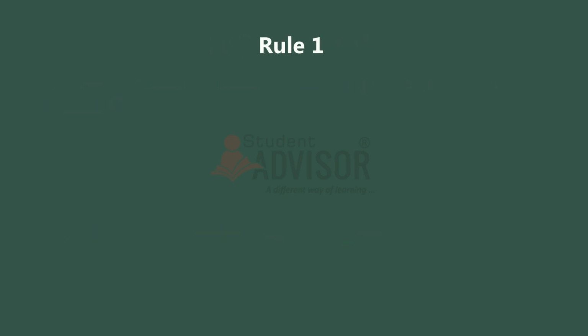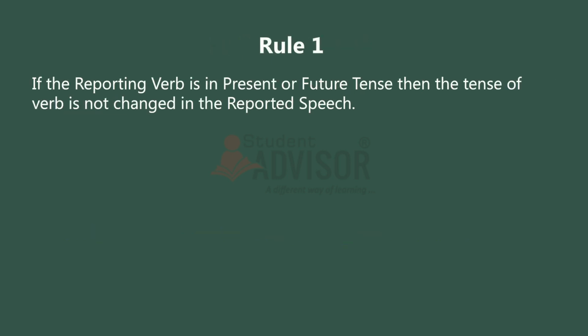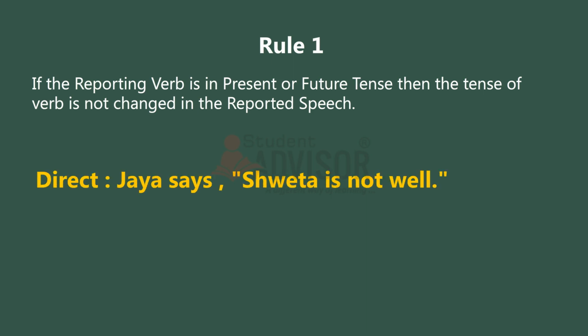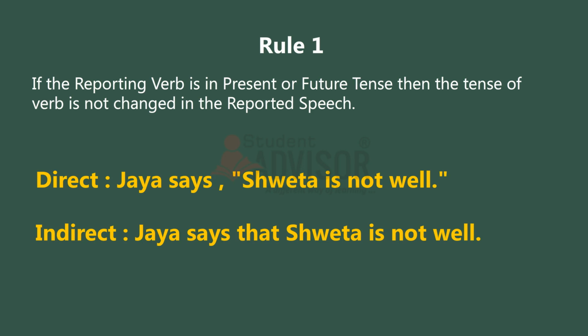Rule 1. If the reporting verb is in present or future tense, then the tense of the verb is not changed in the reported speech. Like, direct speech. Jaya says, Shweta is not well. Indirect speech. Jaya says that Shweta is not well.